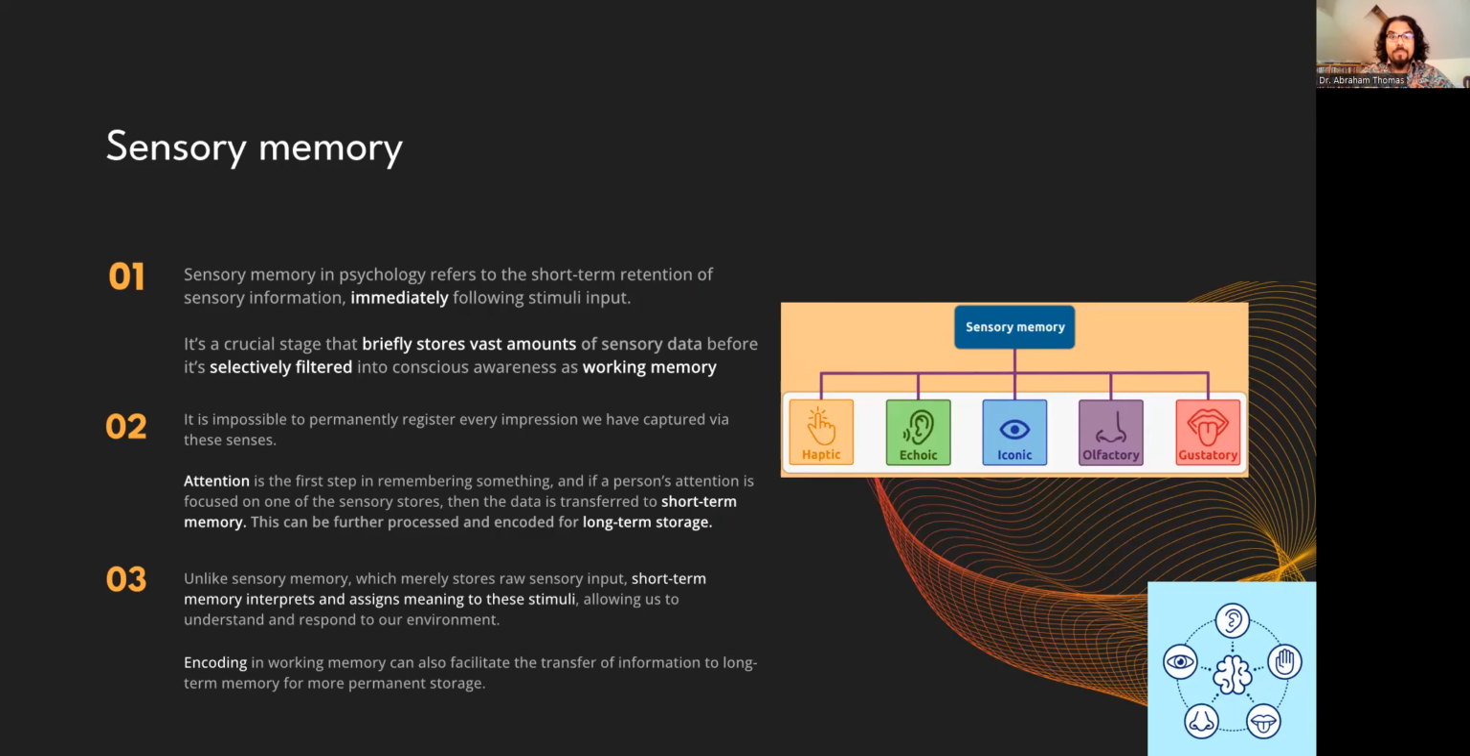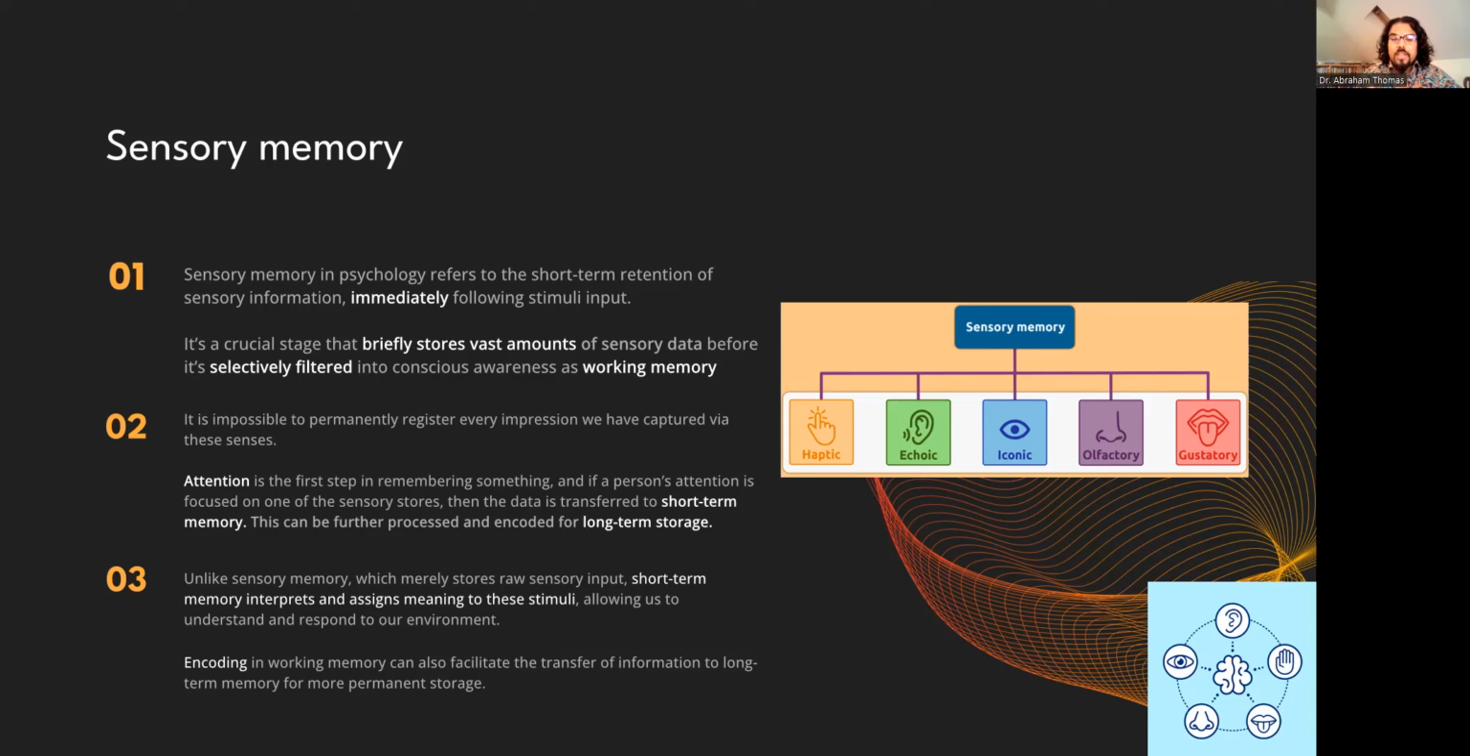Moving on to sensory memory. Sensory memory, of course, relates to our five senses and how we receive stimuli from around the world. It can be divided into haptic, touch; echoic, sound; iconic, vision; olfactory, smell; and gustatory, taste. Sensory memory in psychology refers to short-term retention of sensory information immediately following stimuli input. It's a very crucial stage that briefly stores vast amounts of sensory data before it's selectively filtered into conscious awareness as working memory.